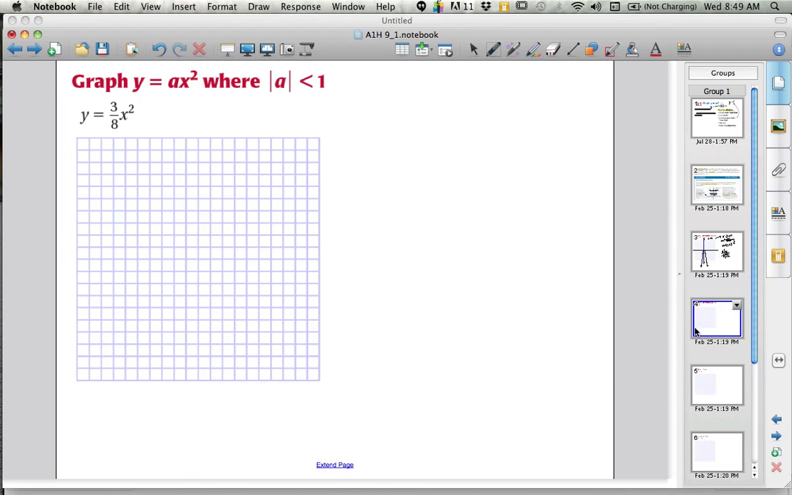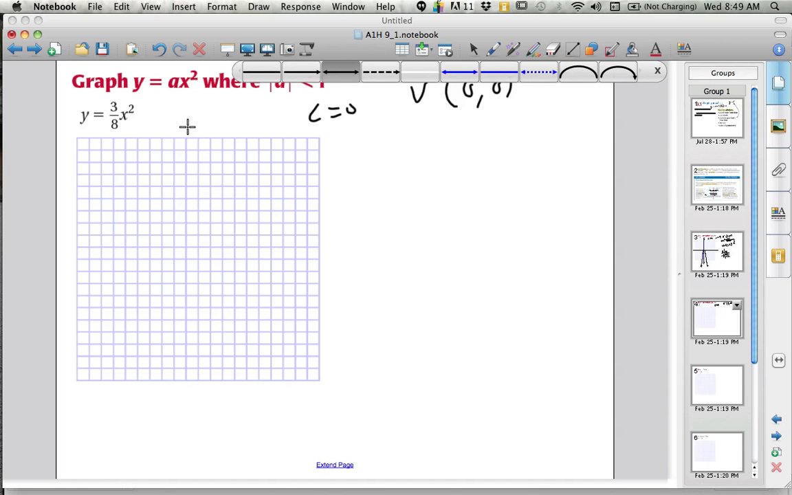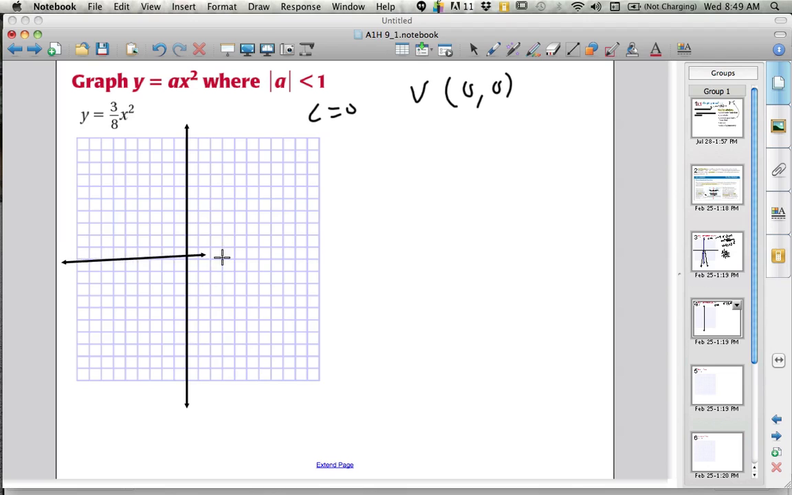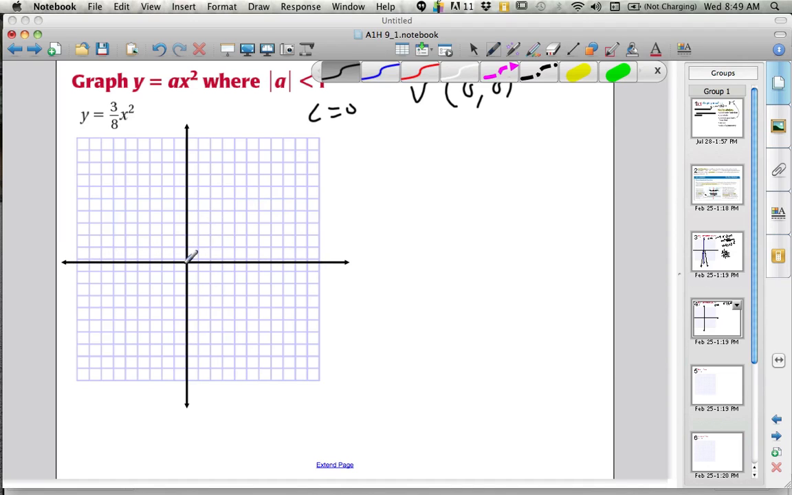Okay, let's take a look at another problem. Again, I've got no c, so c is equal to 0. I have my vertex at 0, 0. And let's drop my vertex in there. That means my axis of symmetry, again, is coming right through here.